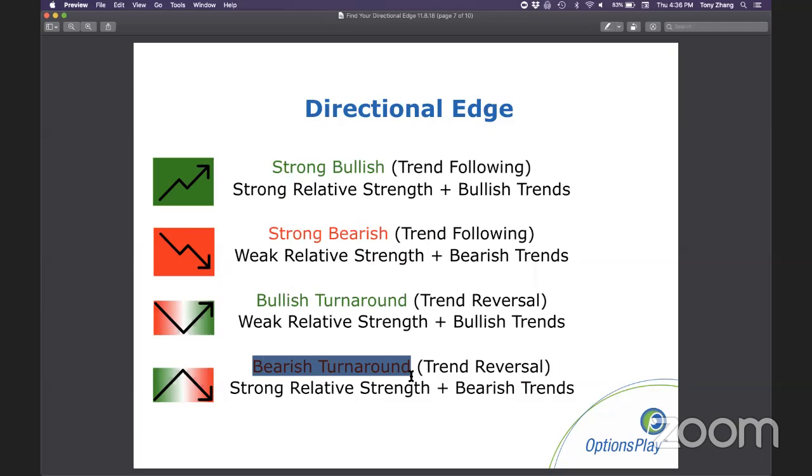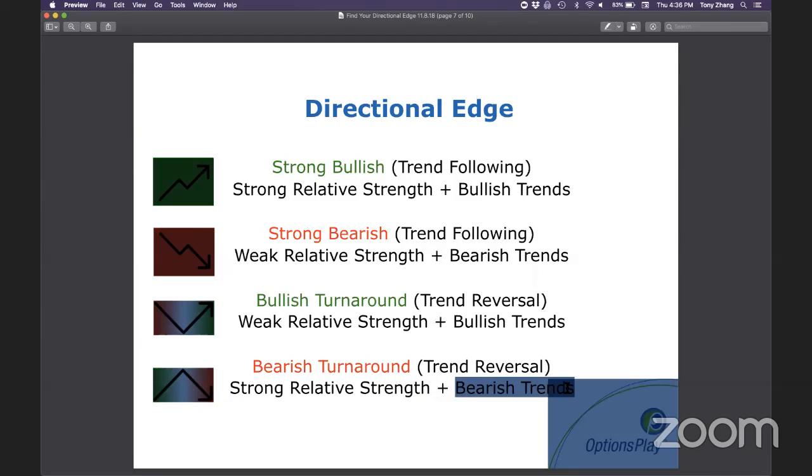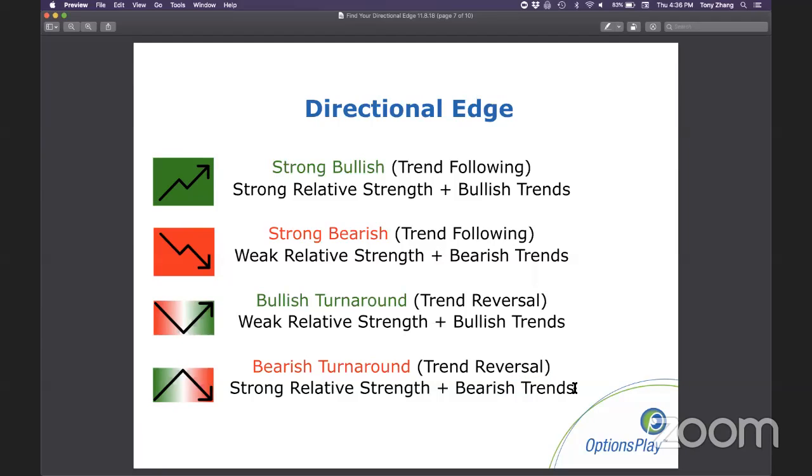These are stocks that are probably reaching some kind of a top. So if you're long these types of stocks, it might be time to consider taking some profits. These are stocks with strong relative strength, so stocks that are still outperforming the overall market, but the trends have started to reverse and they're starting to exhibit bearish trends. So this is how you can tell a stock that's starting to turn around.